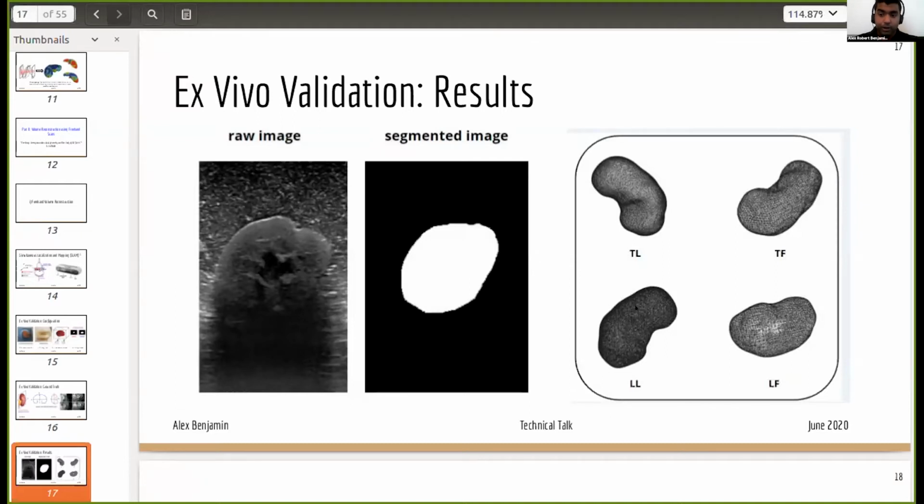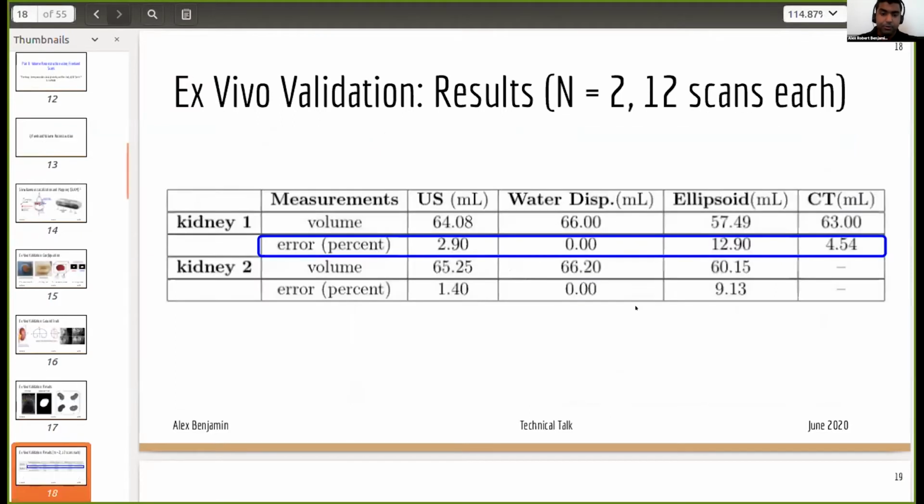What was more important to us was actually comparing it to ground truth. I'll give people a little bit of time to digest this, but in the 3rd column, you have the ultrasound measurement of the volume of the kidney. In the 4th column, you have water displacement, which we consider ground truth. The 5th column is the ellipsoidal method, and the 6th column is CT. You'll see that the percent error for the ellipsoidal method is fairly large, about 13%. It overestimates the volume of the kidney for obvious reasons.